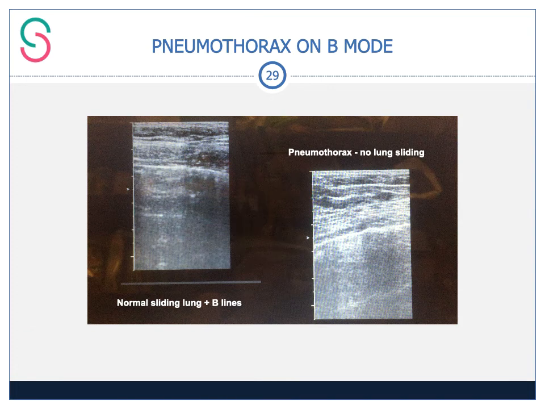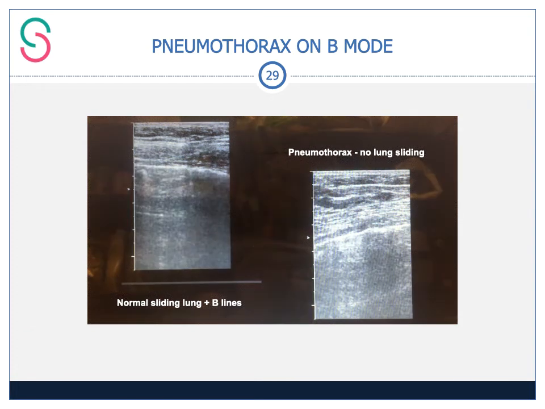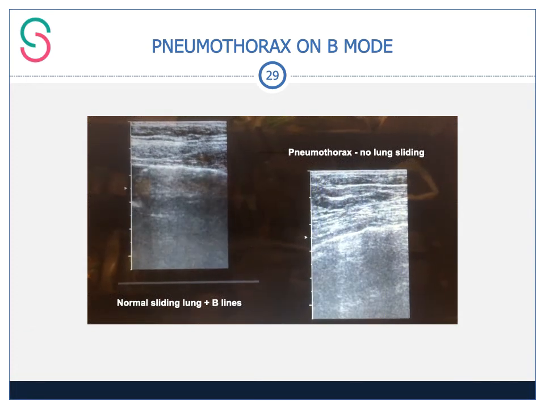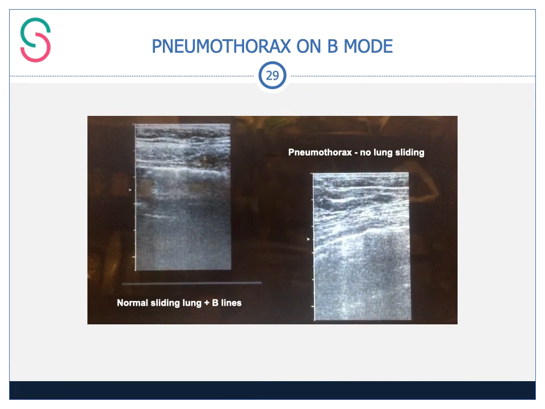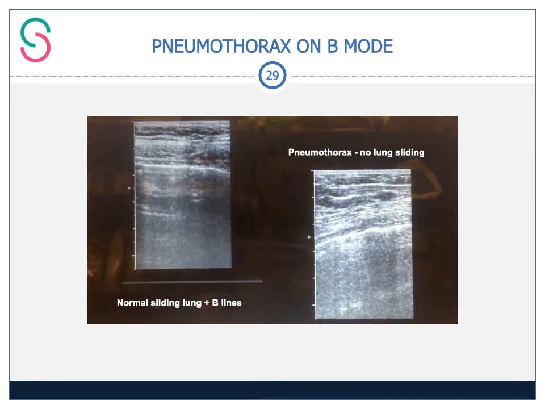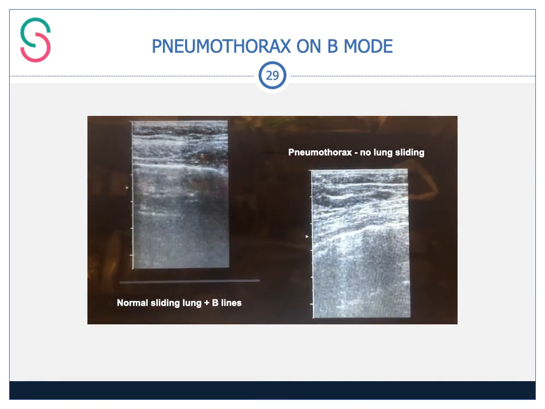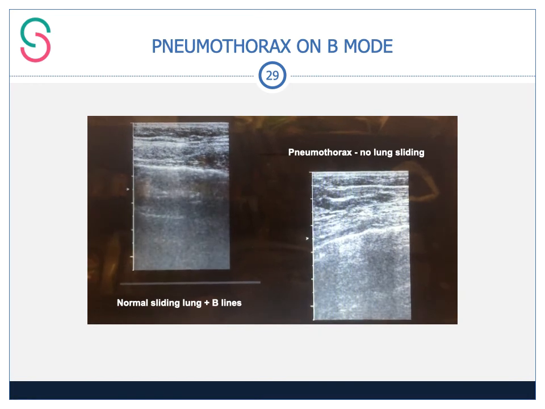And on this slide, you can see normal lung sliding on the left with B lines. So these are the hyperechoic lines extending from the pleura to the base of the lung. And on the right, you can see that there's a lack of that movement of the pleural line.